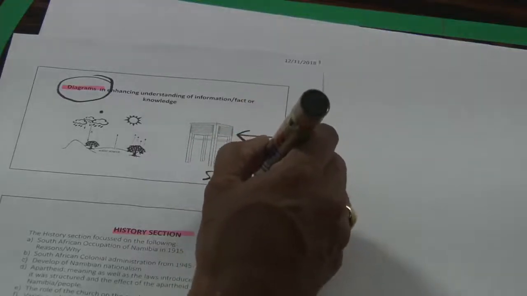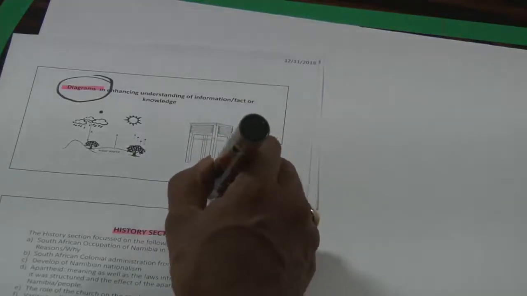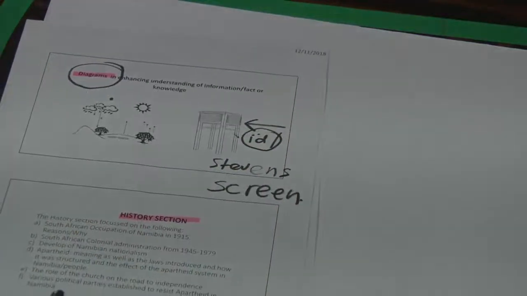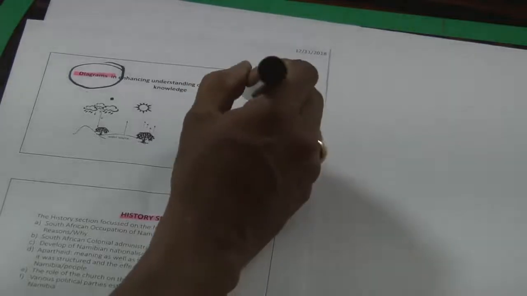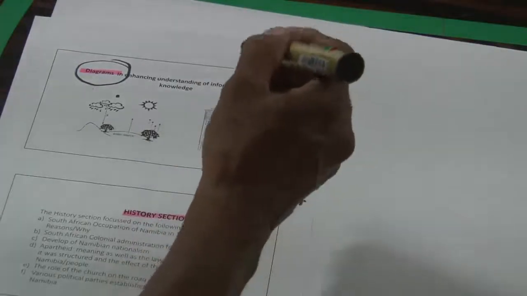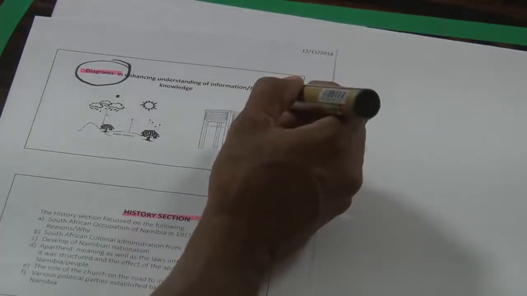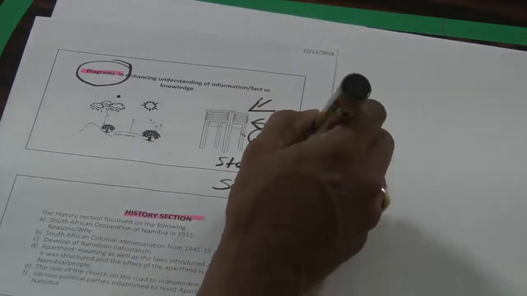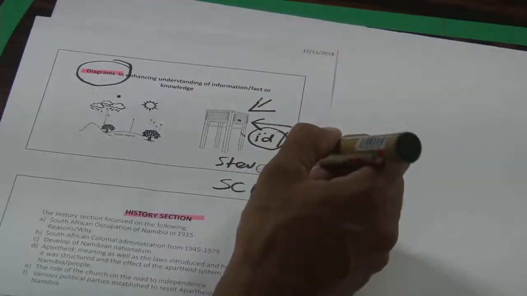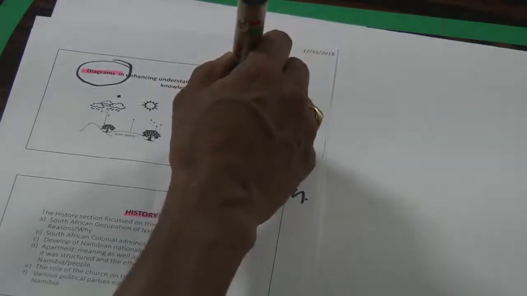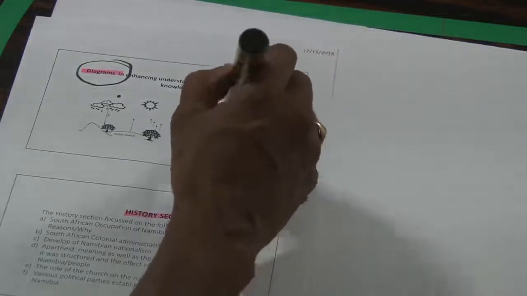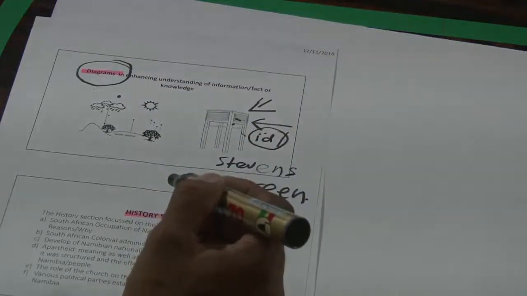We know that this one is referring to what we call a Stevenson screen. So it's important for you to know what is in this weather box or the Stevenson screen. Or you can be asked to identify the diagram, or you can be asked to name the instruments that one finds in this specific weather station.